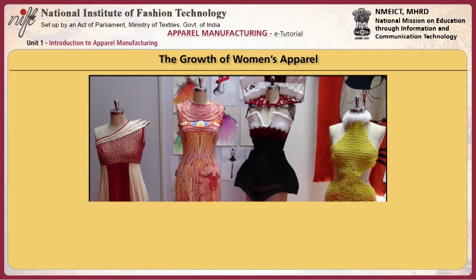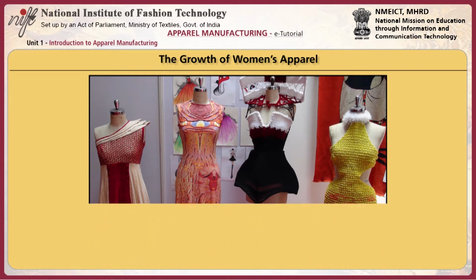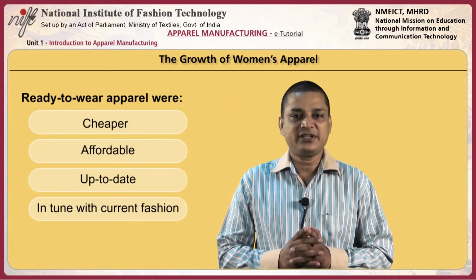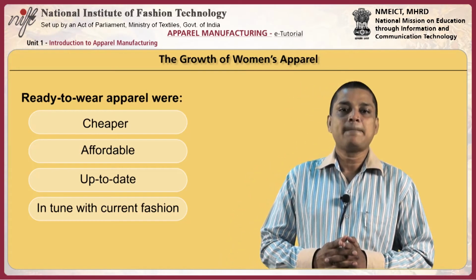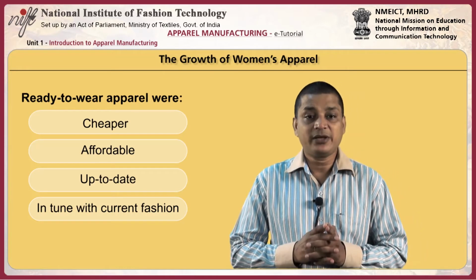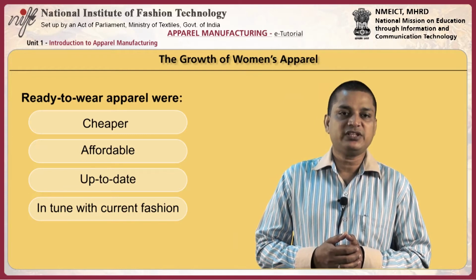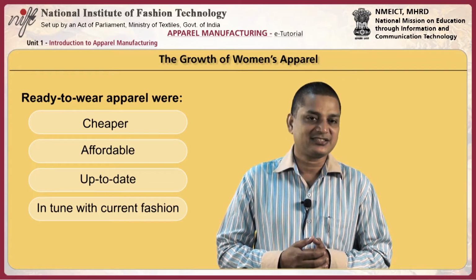RTW apparel was depicted as up-to-date and fashionable during those days, as the new consumer industry swiftly redefined the way American customers viewed mass-produced products. American women began accepting ready-made garments for their wardrobes as these ready-to-wear products were cheaper, affordable and up-to-date. Most importantly, they were in tune with current fashion, which could keep changing with fashion trends.